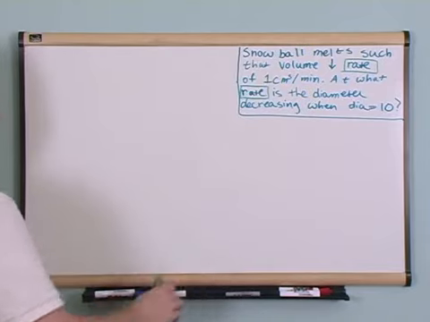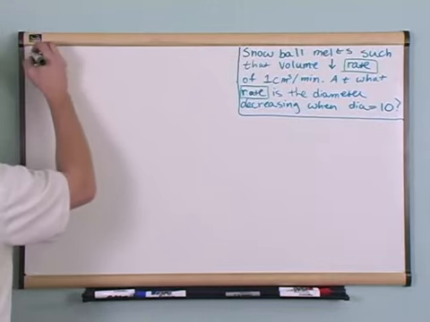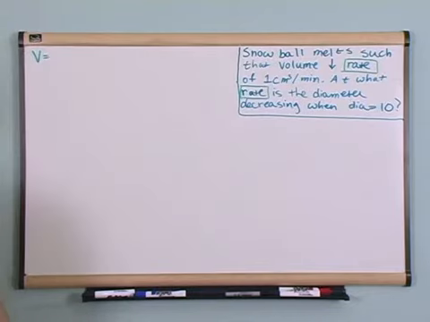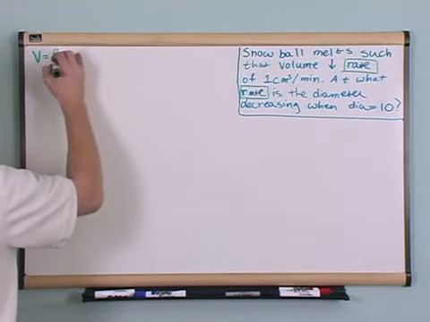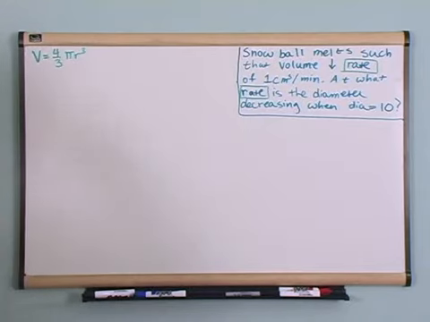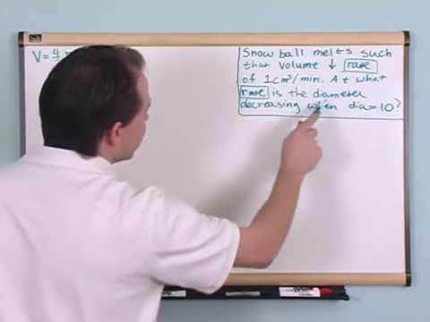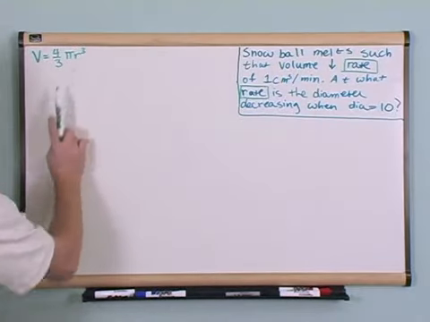What we're going to do next is write down what we know. The volume of a sphere is something that you should remember. It's 4/3 pi r cubed. That should be something you just remember from geometry. But notice that everything in the problem is in terms of the diameter, and this formula is in terms of the radius.